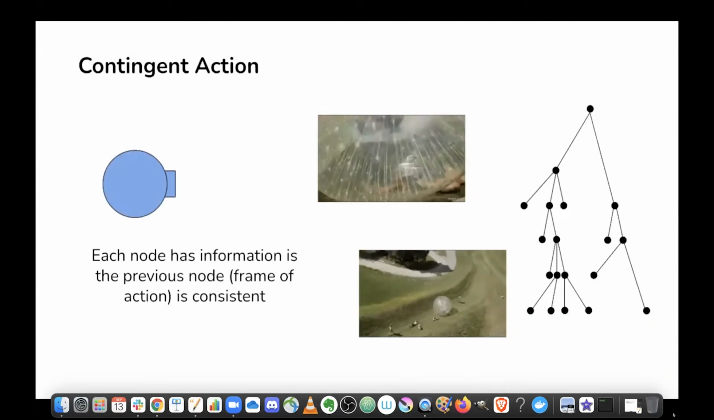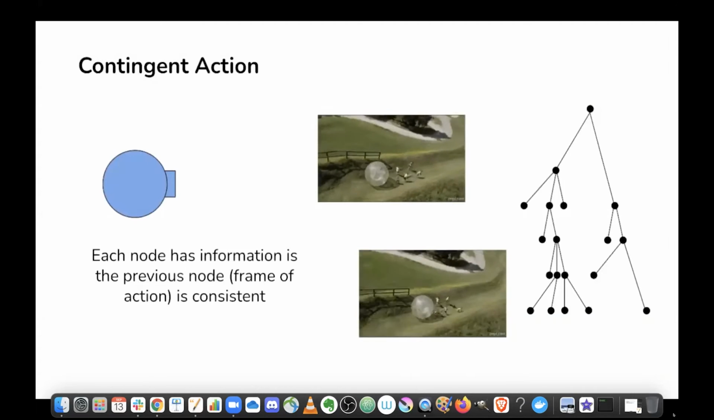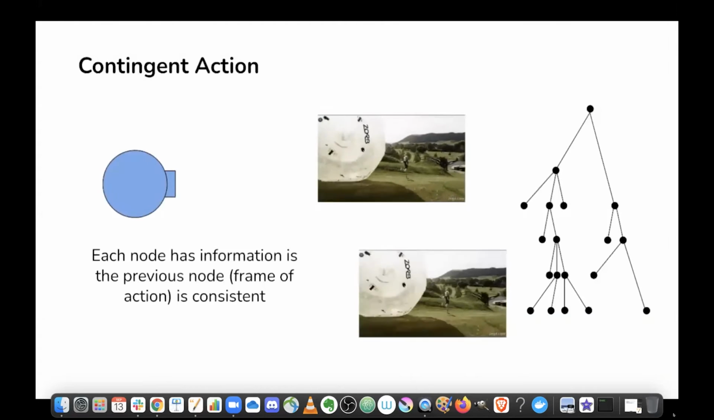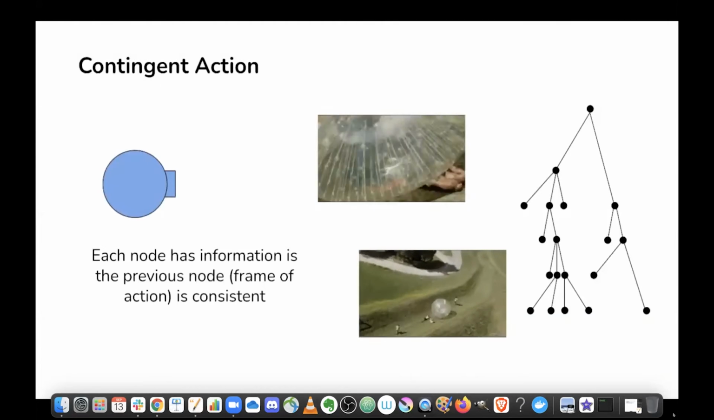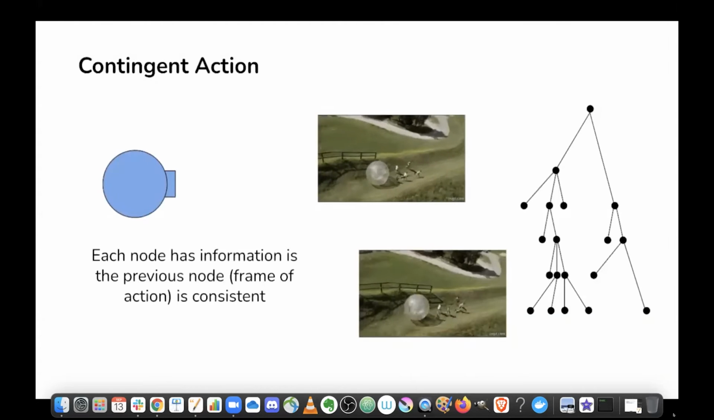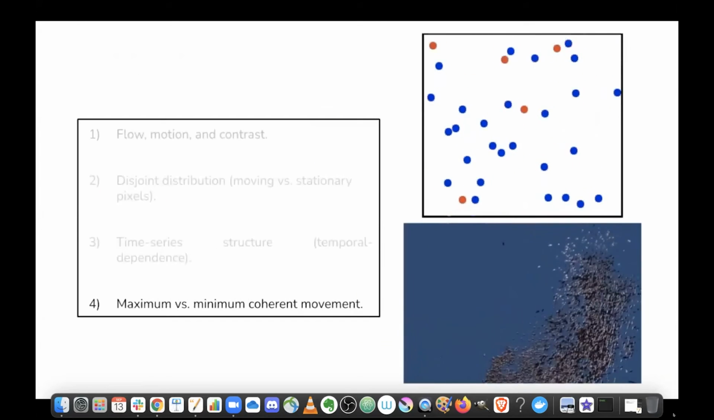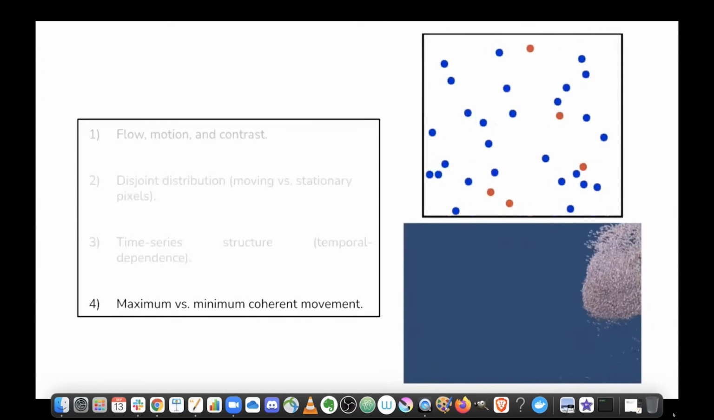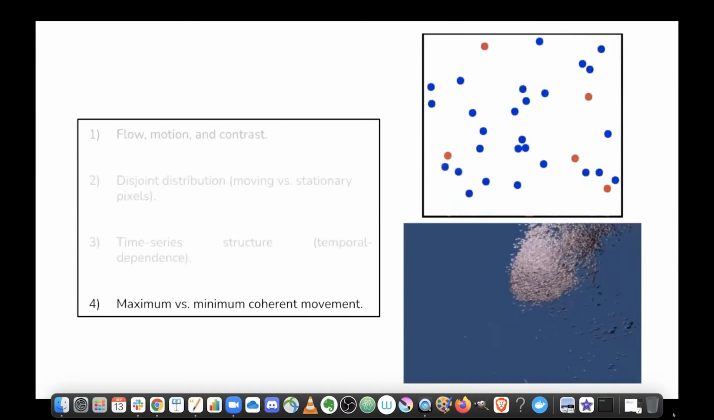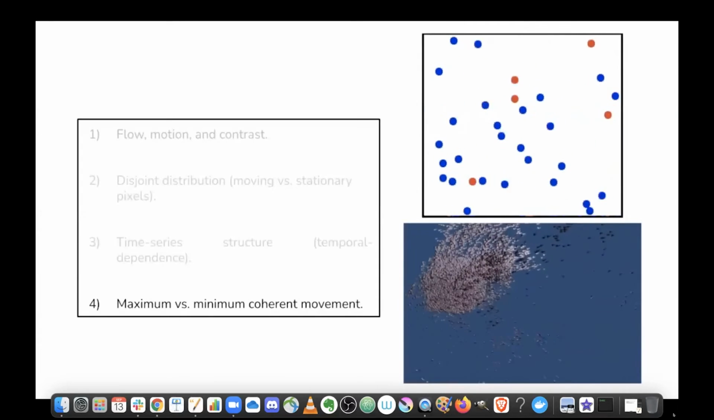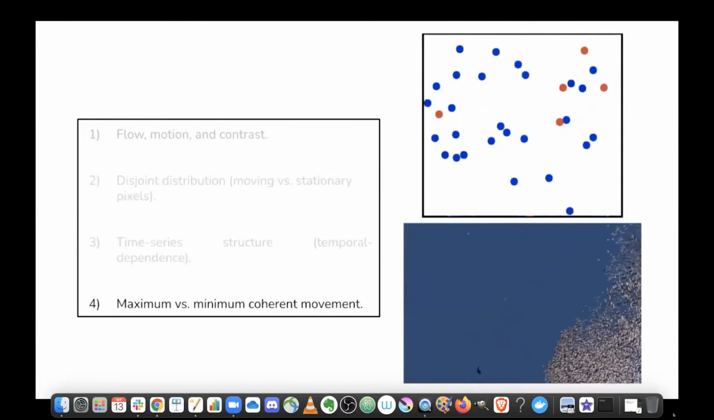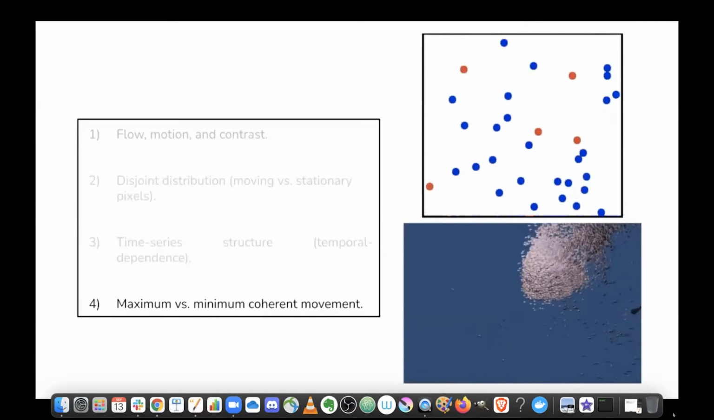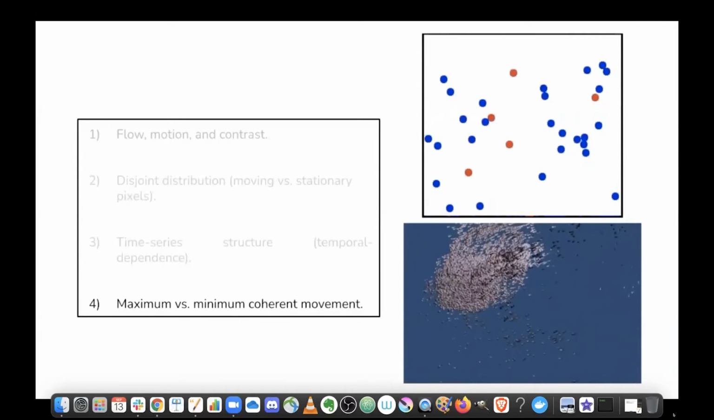And when there's disjoint distributions involved, you're taking nodes out of this tree, and sometimes you cut the flow of action completely, sometimes you don't. The final point here is that there's a maximum versus minimum coherent movement standard. So we were looking at these different movies, these different actions, like a roller coaster simulation and people being chased by a ball. And those are not what I'm talking about here. This is more coherent movement.